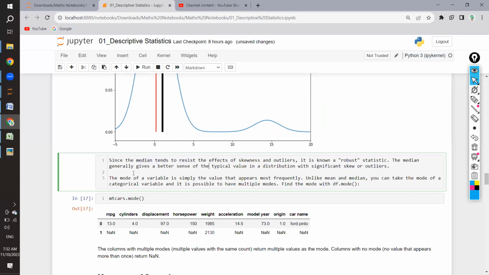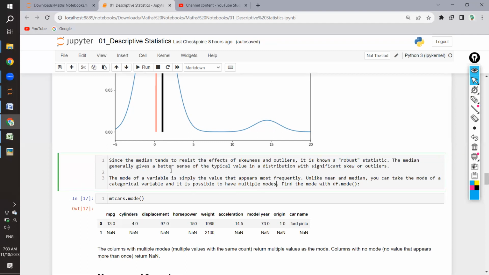Okay, that is median and mean, right? But now coming to the mode. What was the mode? Yesterday we saw it is the one which repeats more frequently. So the mode of the variable is simply the value that appears most frequently. Unlike mean and median, you can take the mode of a categorical value, and it is possible to have multiple modes. The mode is just the value that is repeating the maximum number of times. It is not disturbed like the mean or median.